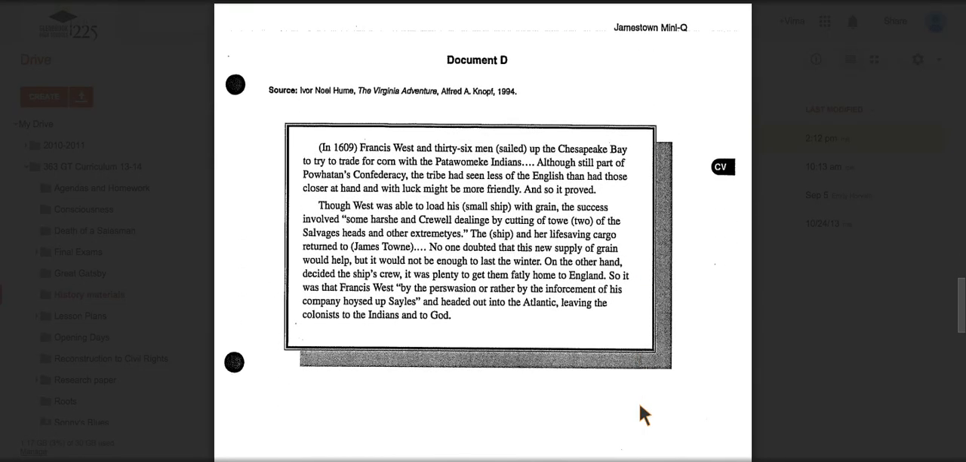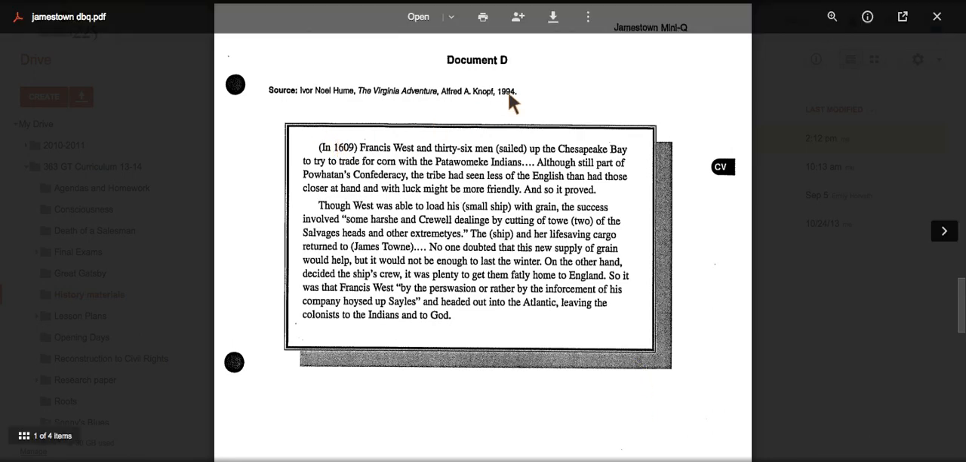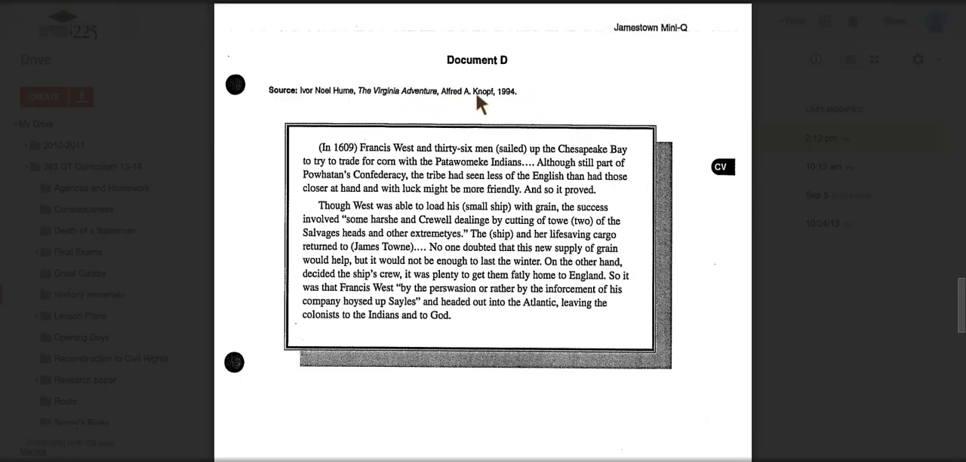The first document was an excerpt from a book or a journal. The second was the graph of Jamestown droughts. The third was an actual primary source from John Smith. That was a ship's list. And this last one, I'm going to look right now. It says 1609. Maybe that's a primary source. But nope. If you look at the top, 1994. Ivor Noel Hume, The Virginia Adventure, Alfred Knopf.